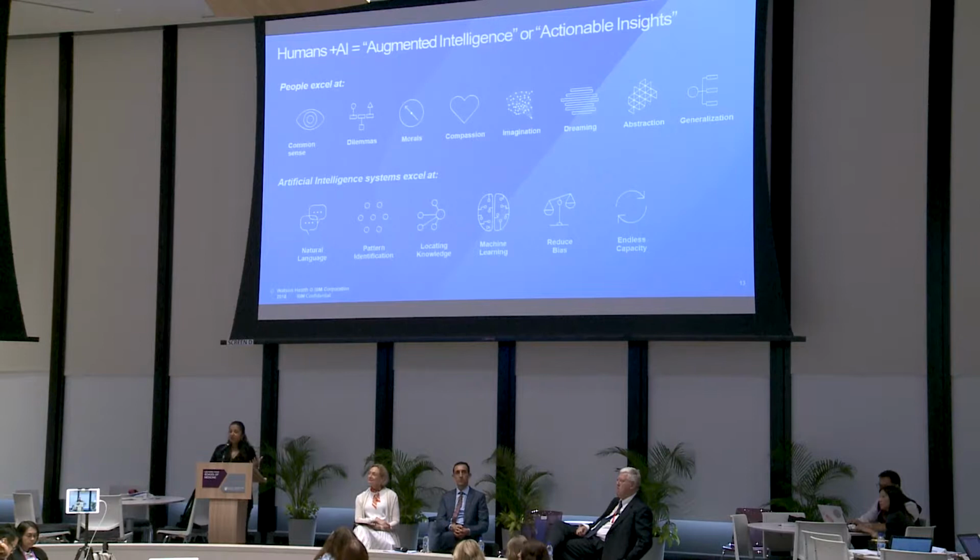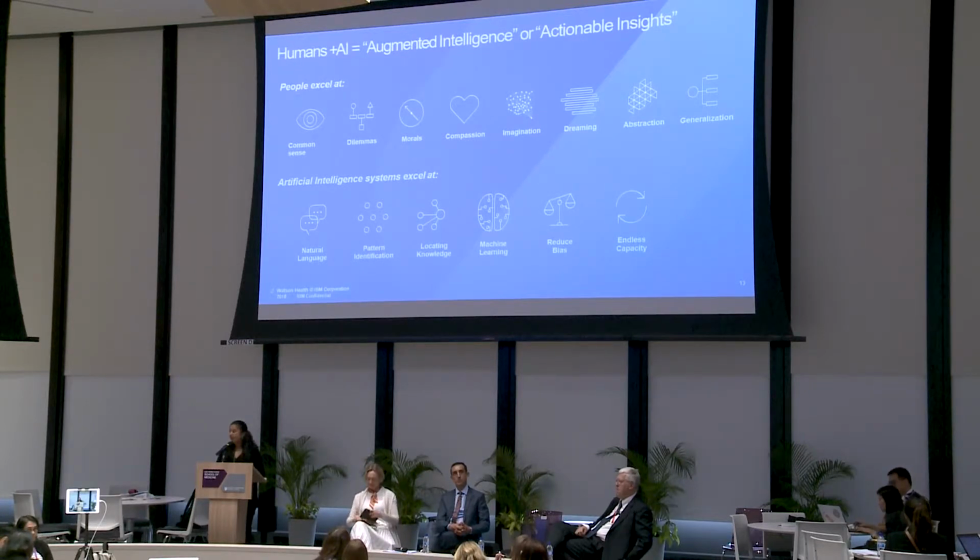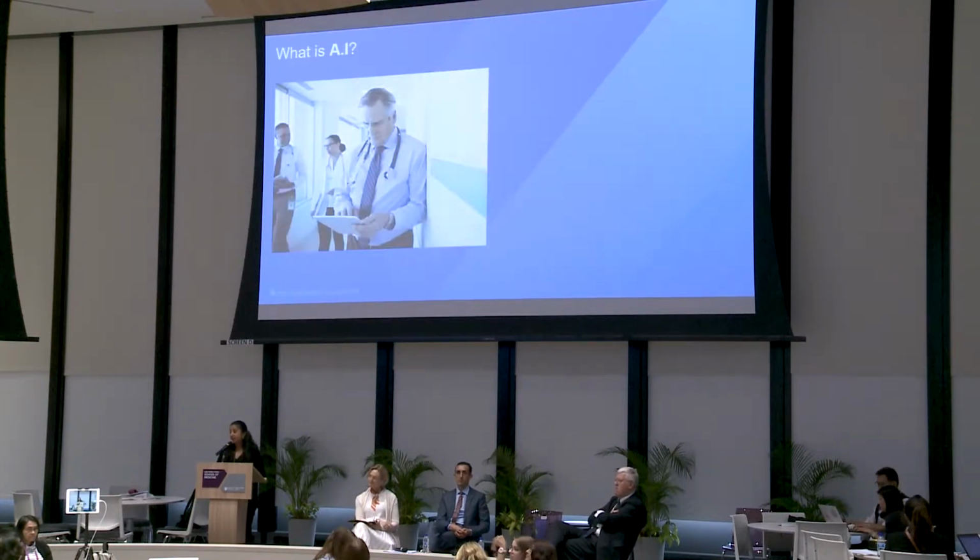So first of all, every time I present this anywhere, it's like, oh, is this AI going to take over from doctors? Absolutely not. It's about humans plus AI, hence the title, Augmented Clinical Intelligence. Now, I think all of you in the room would agree that medicine is both a science and an art. And people excel at things like common sense, imagination, compassion, morals. AI cannot do that, right? AI has the ability to understand natural language. It can do pattern identification. It never gets tired. And it does machine learning, with this endless capacity. So you bring those two together and you can imagine the power it brings.